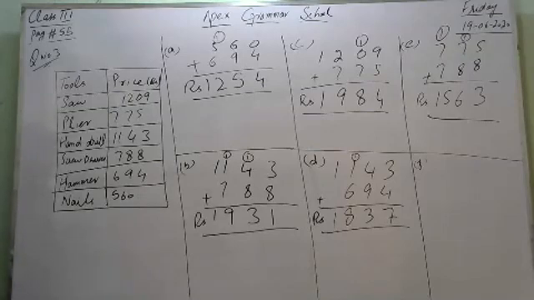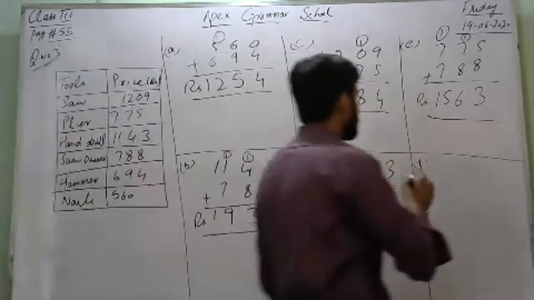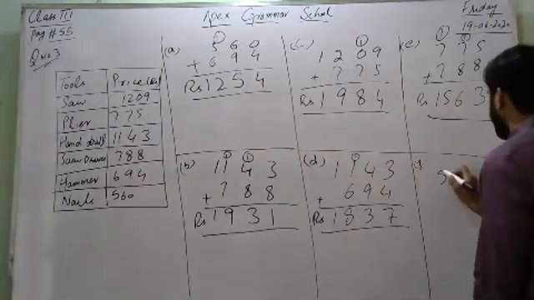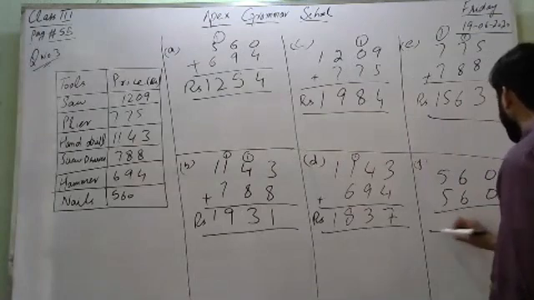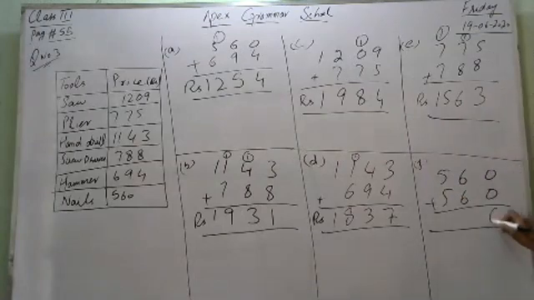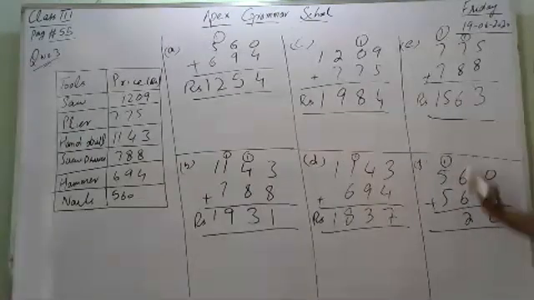In F part, we have to find out the price of 2 boxes of nail. Price of each box of nail is 560. We have to find out the price for 2 boxes. So 560 and 560. 0 plus 0 is 0. 6 plus 6, 12. 2, 1 carry. 5 plus 5, 10 and 1, 11.